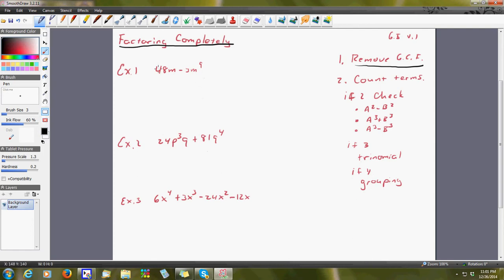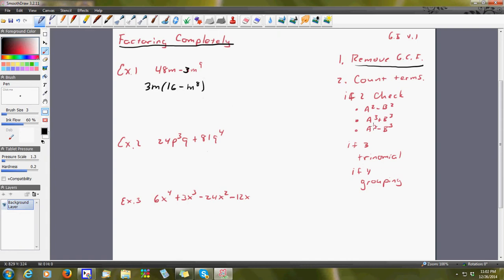So here I'm going to say, all right, I have 48m and a negative 3m cubed. I'm sorry, 3m to the 9. I'm going to factor out a 3m first. When I do that, I'm left with 16 minus m to the 8th. And what I recognize here is I have two terms, and it's subtraction.